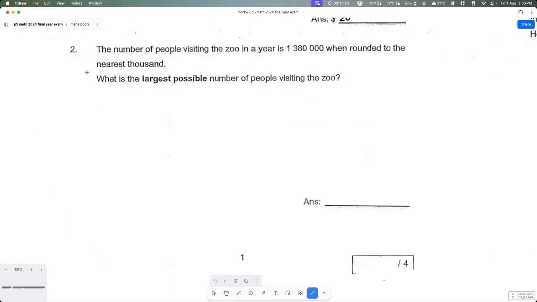Question number 2. The number of people visiting the zoo in a year is 1,380,000 when rounded to the nearest thousand. What is the largest possible number?